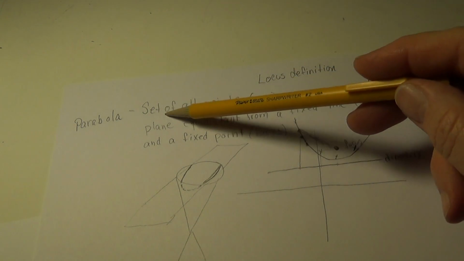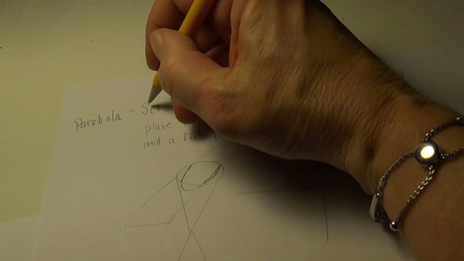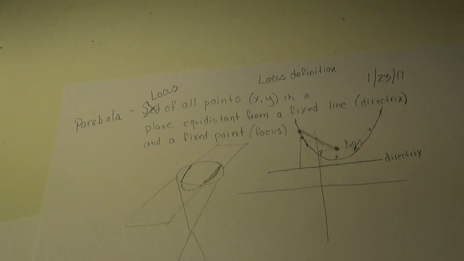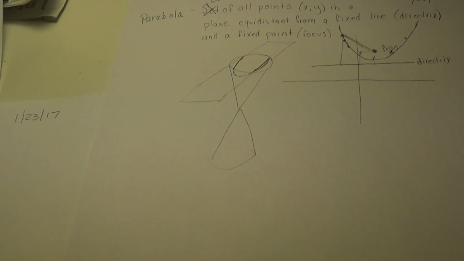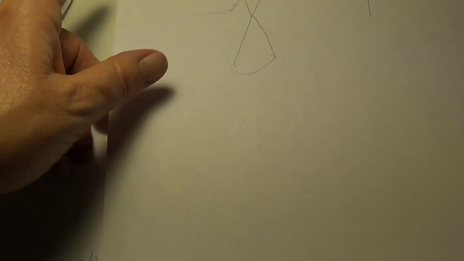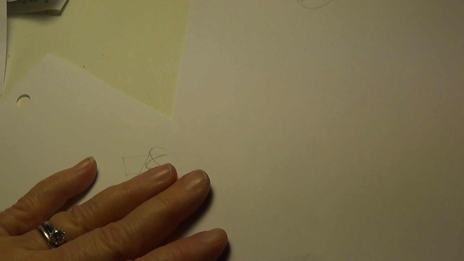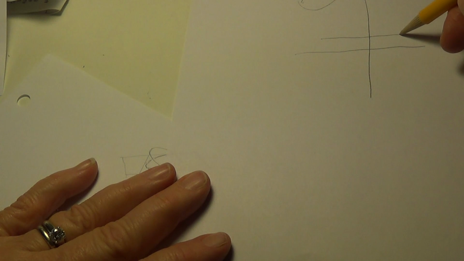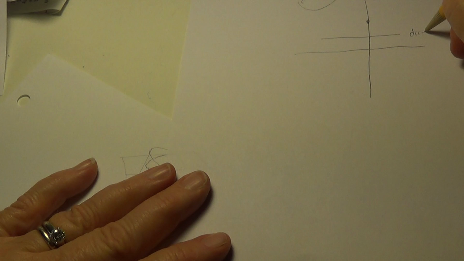So we're looking at the set or the location of all points. So I could have said the locus of all points, which means the location. That indicates that you have a locus definition. Either way, it's still a locus definition. So let's go ahead and give you some terms about the parabola. So if you have the parabola, let's draw a similar one. Here's the directrix. Here's the focus again.